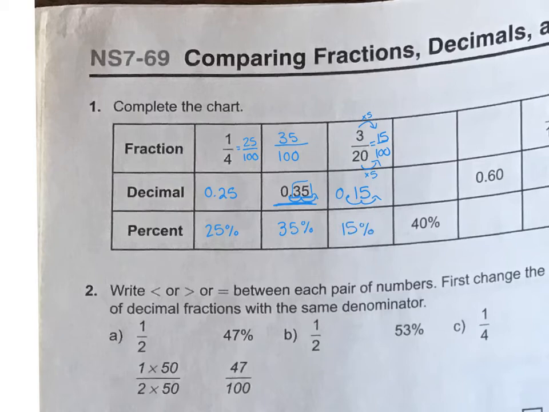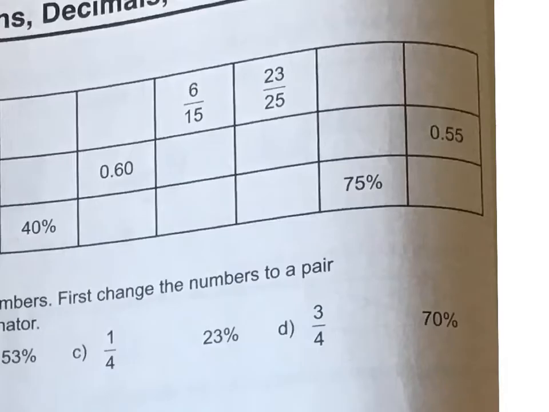15%. If we looked at the 6 out of 15, we might have to come up with a couple different options to find our decimal. We can't get from 15 straight to 100, so we're going to make a smaller fraction first. So I can divide both 6 and 15 by 3, which would give me 2 out of 5. Then I could get 2 out of 5 to become a fraction out of 100 by multiplying by 20.